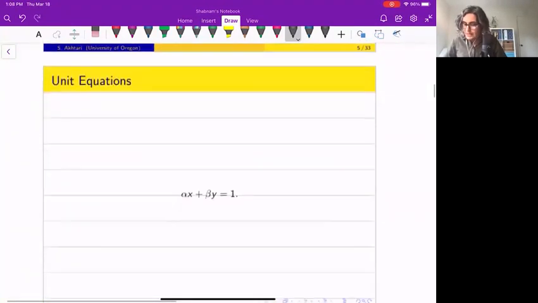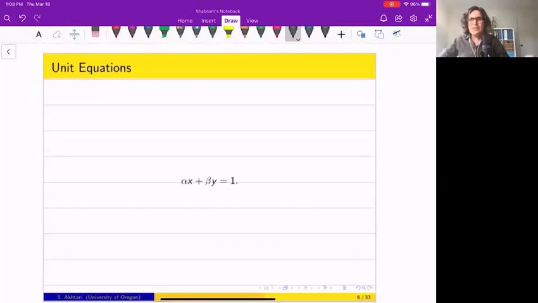But before getting there, I'm going to talk about some classical Diophantine equations that are naturally very related to that field. I have one almost empty page on unit equations.